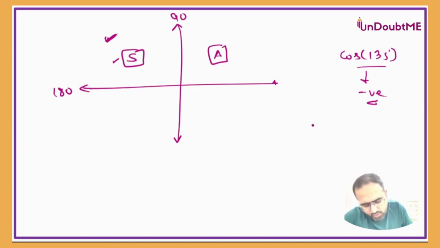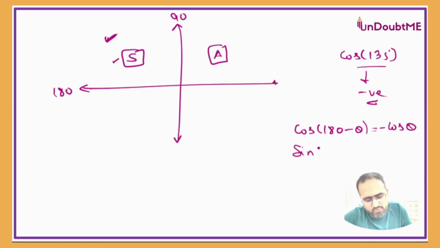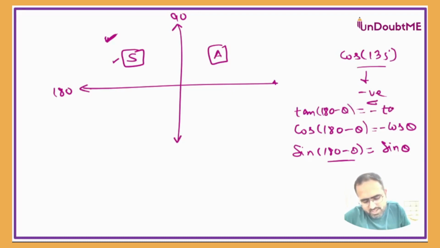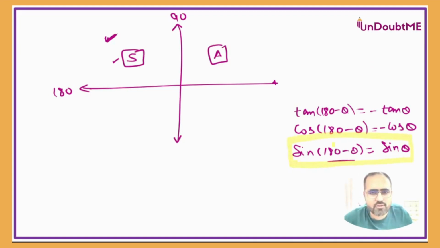One more thing: whenever we do 180 minus theta, cos of it is the same as cos theta, but because 180 minus theta is in the second quadrant, we'll put a negative sign. Sine of 180 minus theta is sine theta with a positive sign because 180 minus theta is in the second quadrant. And at last, tan of 180 minus theta will be minus tan theta, because the second quadrant belongs to sine only. So only sine will have a positive value, the rest all will have negative values.